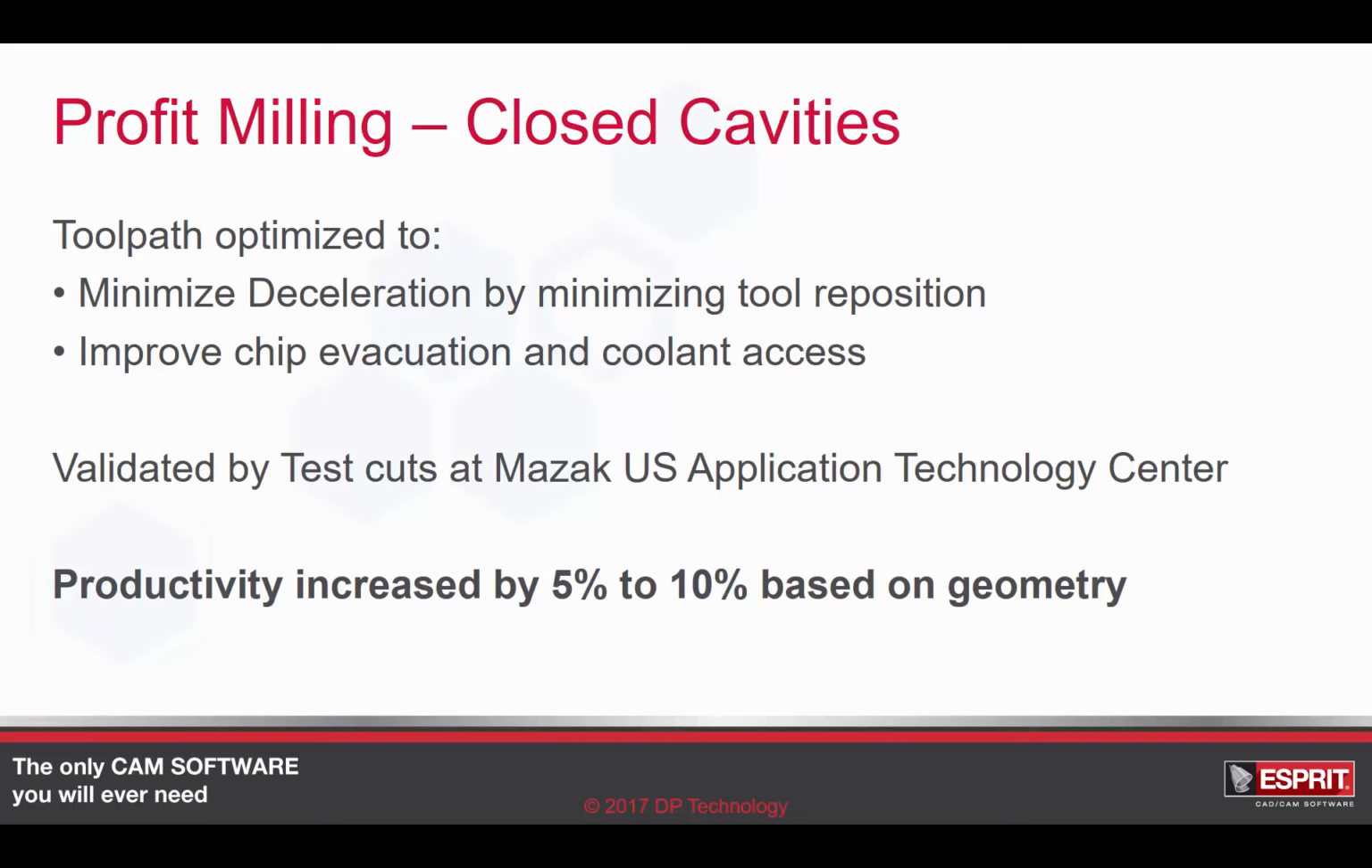Now, once we made the changes to the algorithm for profit milling, we had our engineer that's inside the Mazak US Application Technology Center in Kentucky validate these improvements. Overall, we found a productivity increase of 5 to 10% based on what kind of geometry you are cutting.